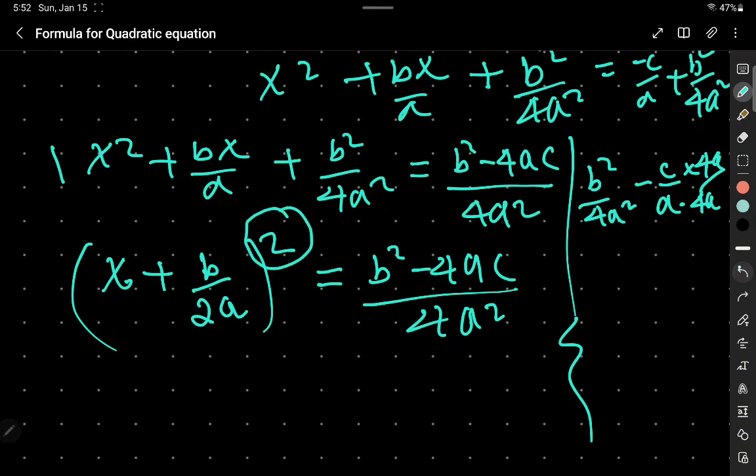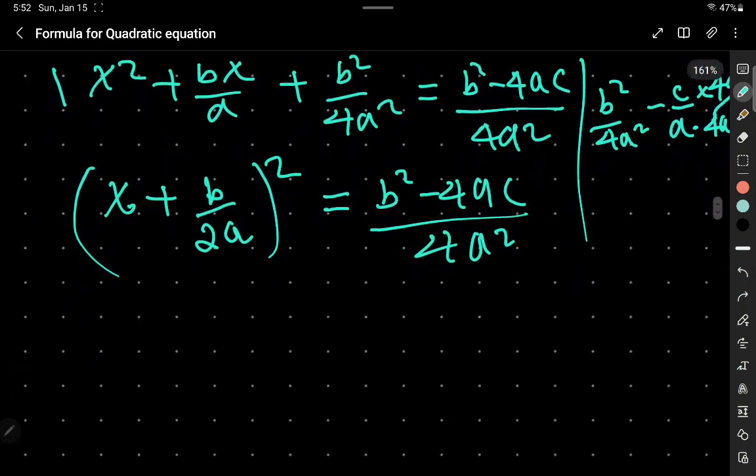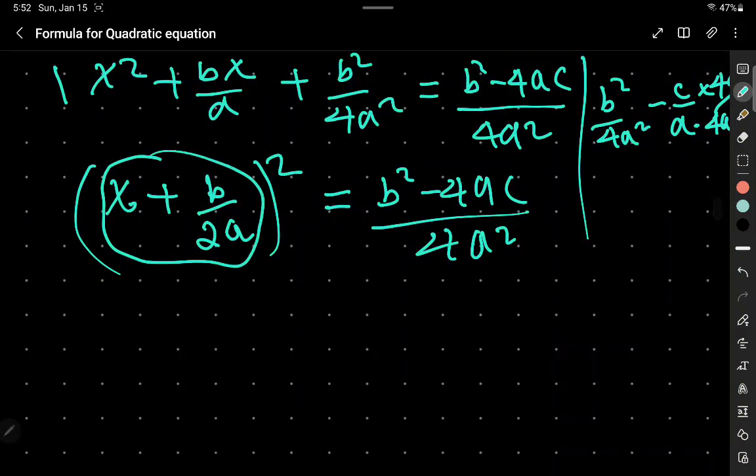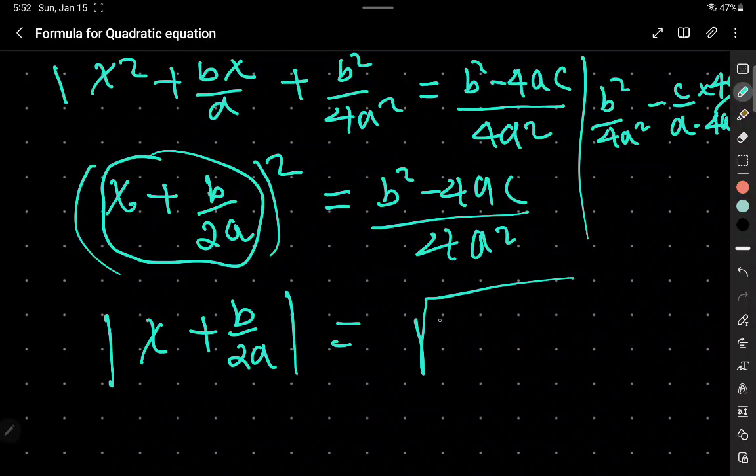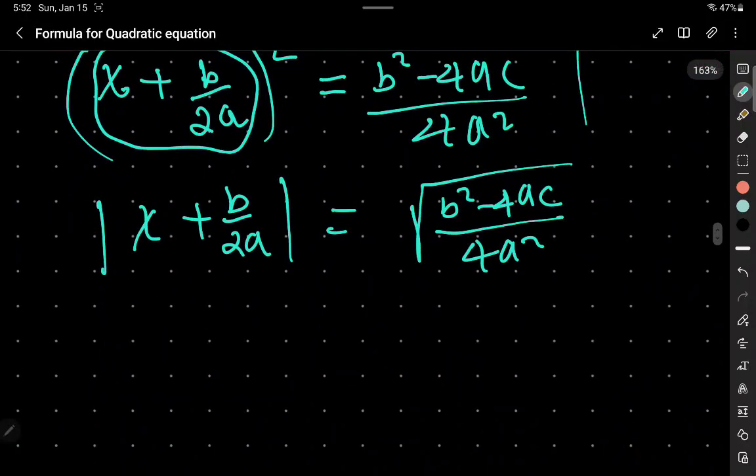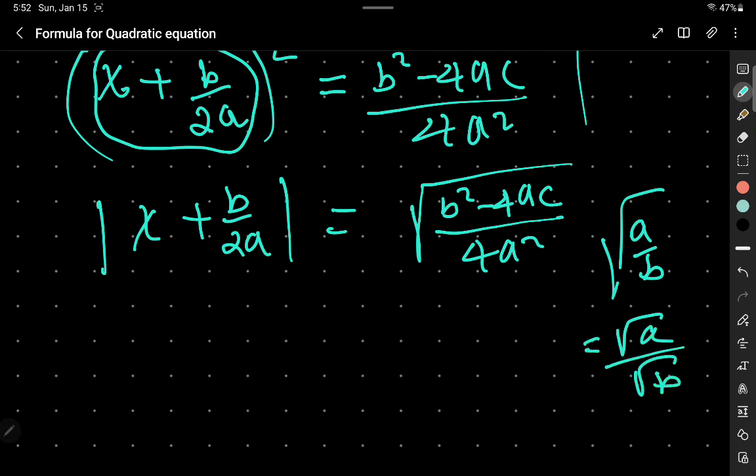So to do that, first you take the absolute value of the thing in the square. So the absolute value of x plus b over 2a is equal to the square root of b squared minus 4ac everything over 4a squared. But we know, by the properties of radicals, the square root of a over b is the same as the square root of a over the square root of b. You can give a separate radical for the numerator and the denominator.